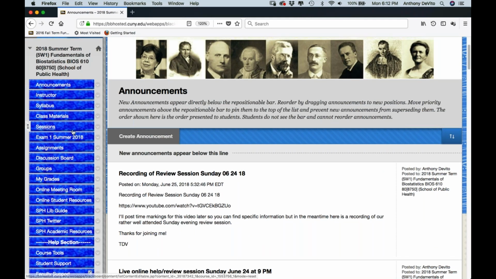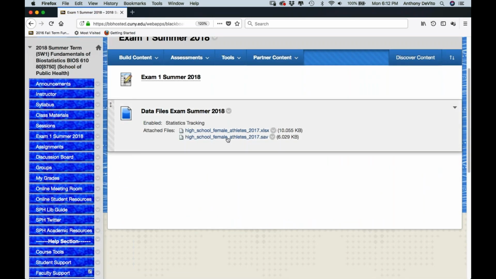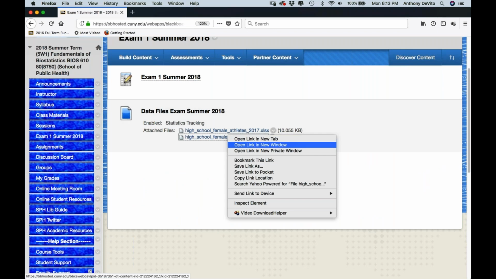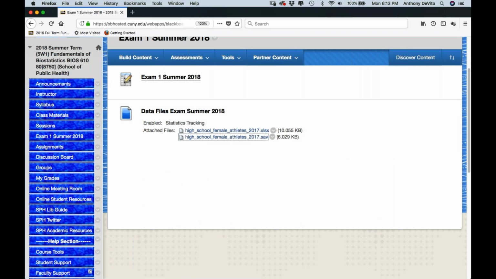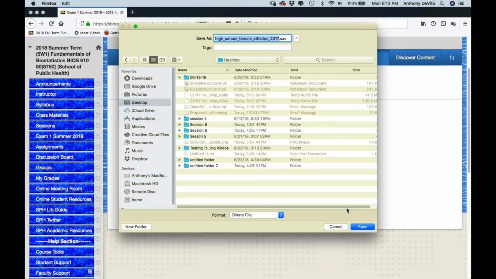And we go to the exam. Okay, I'm just going to save that SAV file to my desktop, since that's really the one that I want to work with.